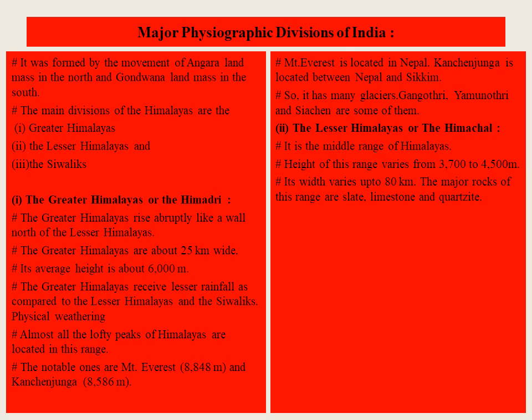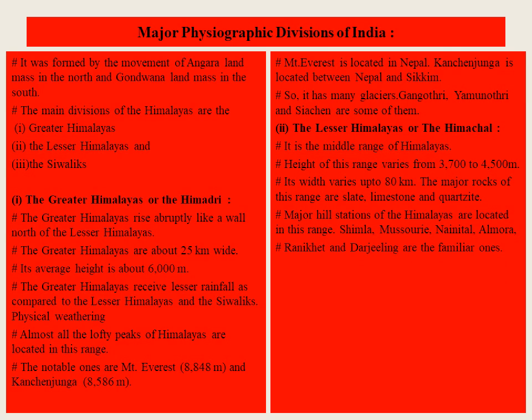Major hill stations of the Himalayas are located in this range: Simla, Mussoorie, Nainital, Almora, Raniket and Darjeeling are the familiar ones.